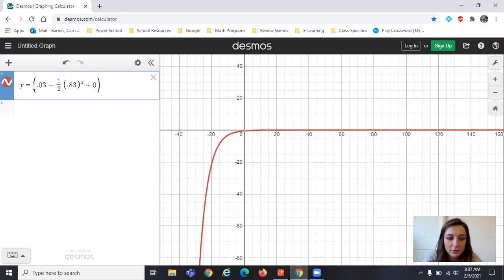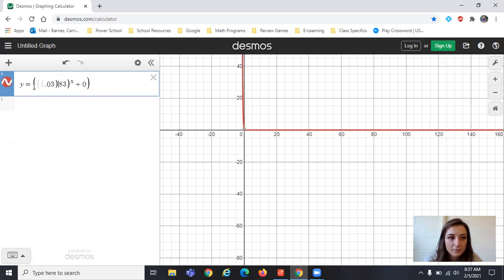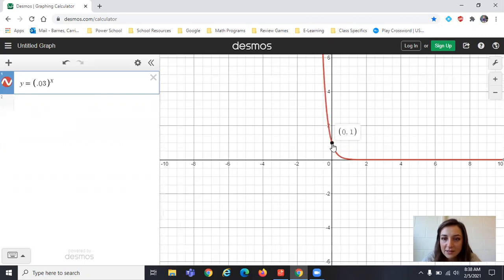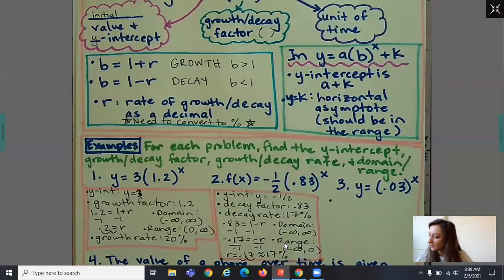All right, 0.03 to the power of x. Okay, and here is our function, and if you look at the y-intercept, it is actually 1. And it makes sense because if you put 0 on the front, the function just goes away and becomes a straight line at 0. So the number that's really out in the front is positive 1. So our y-intercept is going to be positive 1.